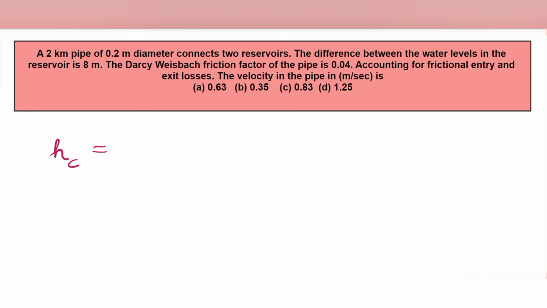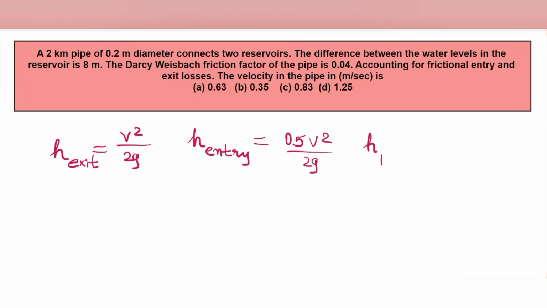Exit loss is given by the equation v square by 2g. I'm writing it as h exit is equal to v square by 2g, and entry loss is given by the formula h entry is equal to 0.5 v square by 2g. We have considered the entry and the exit loss, and we'll be considering the friction loss. HF is equal to F dash L V square upon 2GD.